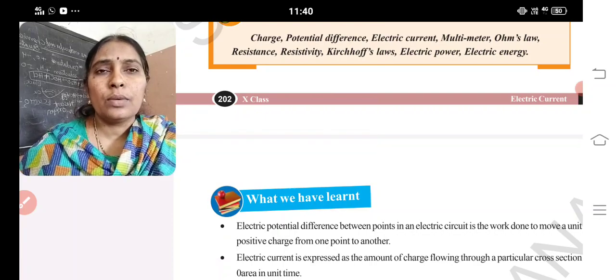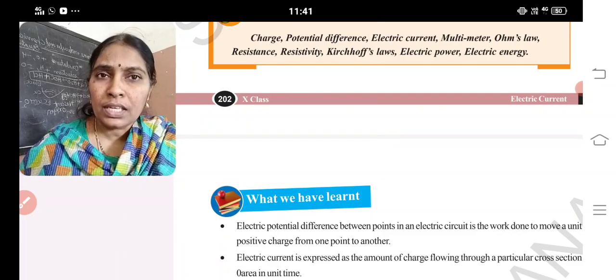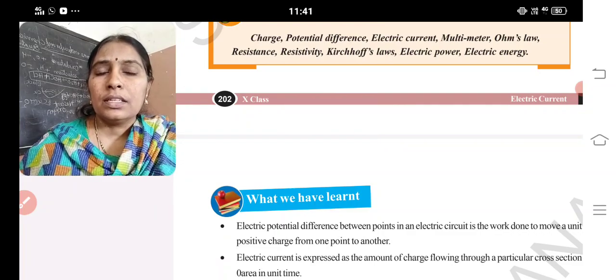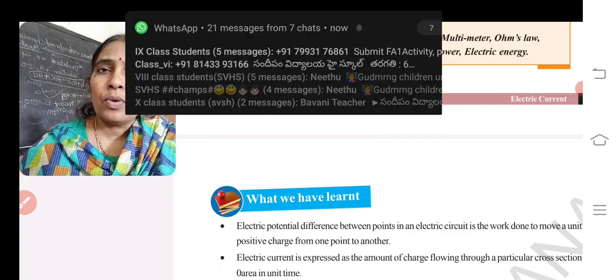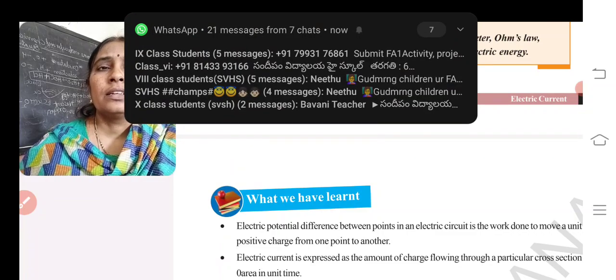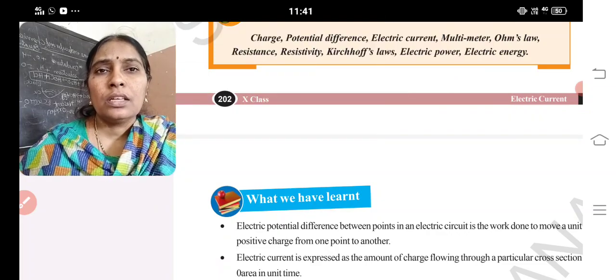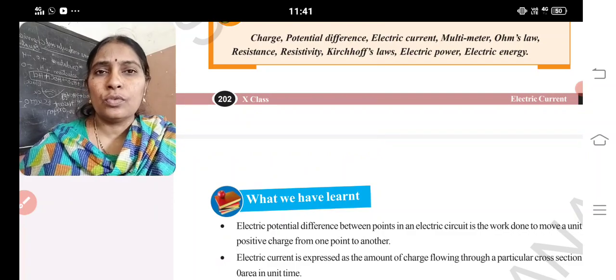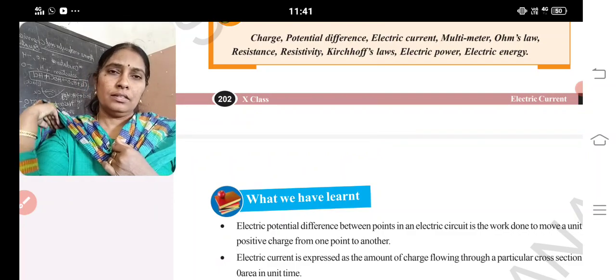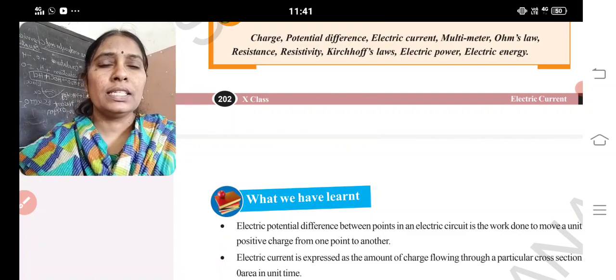The next topic is the Kirchhoff laws. We have two laws, the junction law and the loop law. What is the junction law? The sum of current coming into the junction is equal to the sum of the current leaving the junction. This is known as the junction law. And what is the loop law? The algebraic sum of the increases and decreases in the potential around a loop is equal to 0, according to the law of conservation of energy. This is known as the loop law. Both laws are known as Kirchhoff laws.